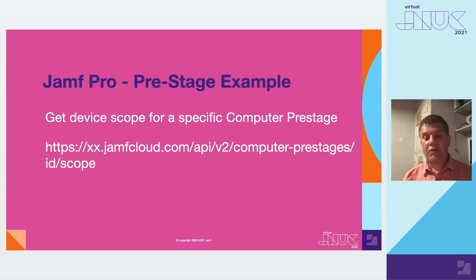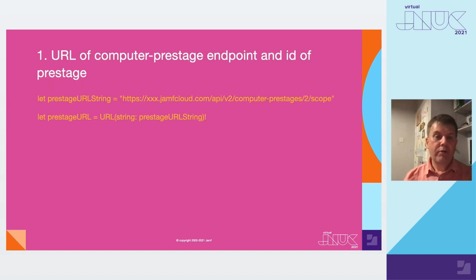So the endpoint we want to hit is v2 computer-prestages ID scope. So we create our URL as normal, and you specify the ID of the pre-stage we're interested in. So in this case, it's going to be ID 2. Okay, so we create our URL.